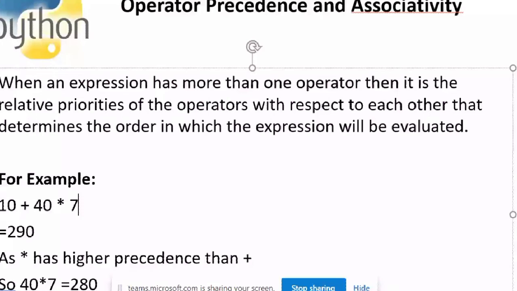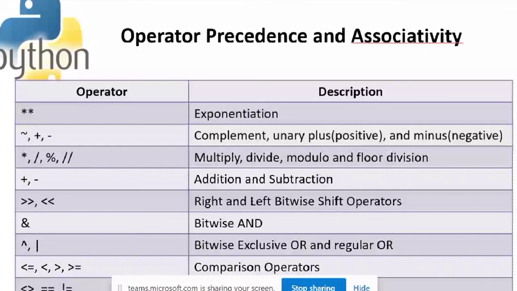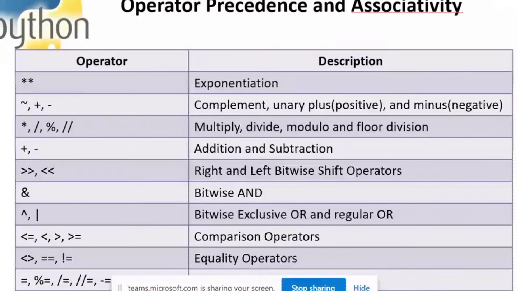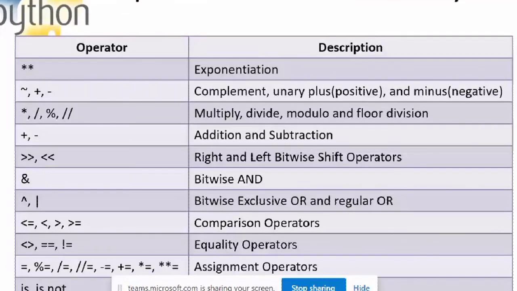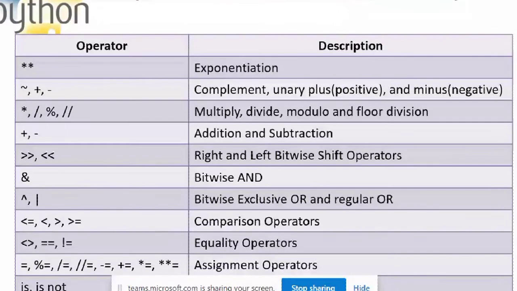Okay, this is the table. Like we have the priority and associativity table in the C language, in Python also we have a table that tells you the operator precedence and associativity. Which operator has the highest priority in Python? Exponentiation. Exponentiation has the highest priority among the operators, and above all of these, parenthesis has the highest priority.